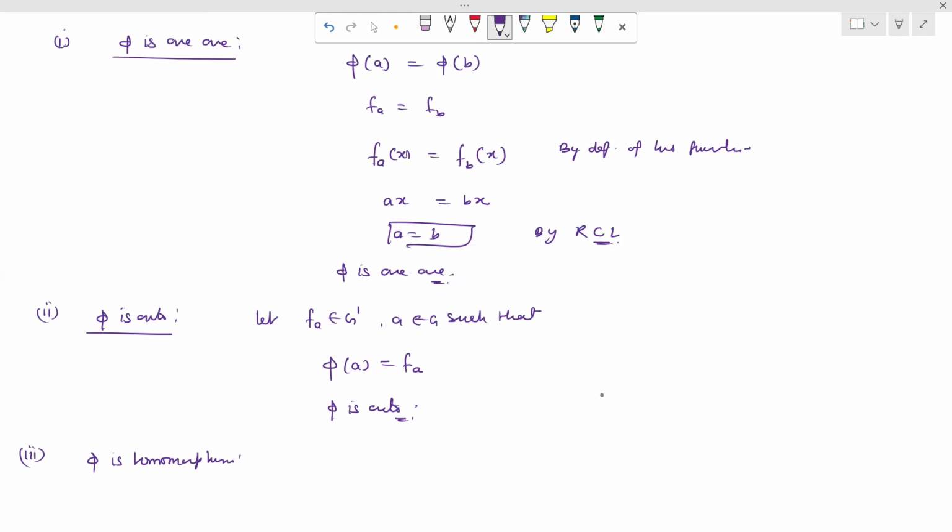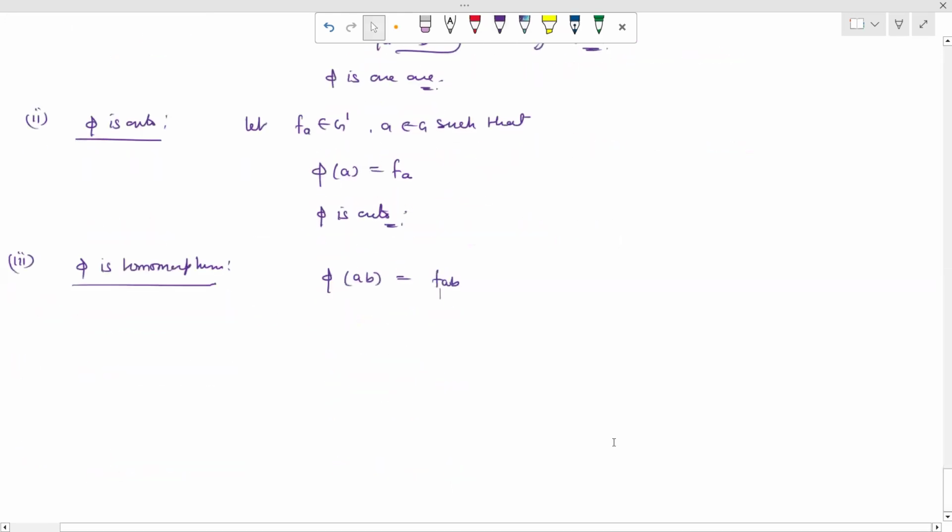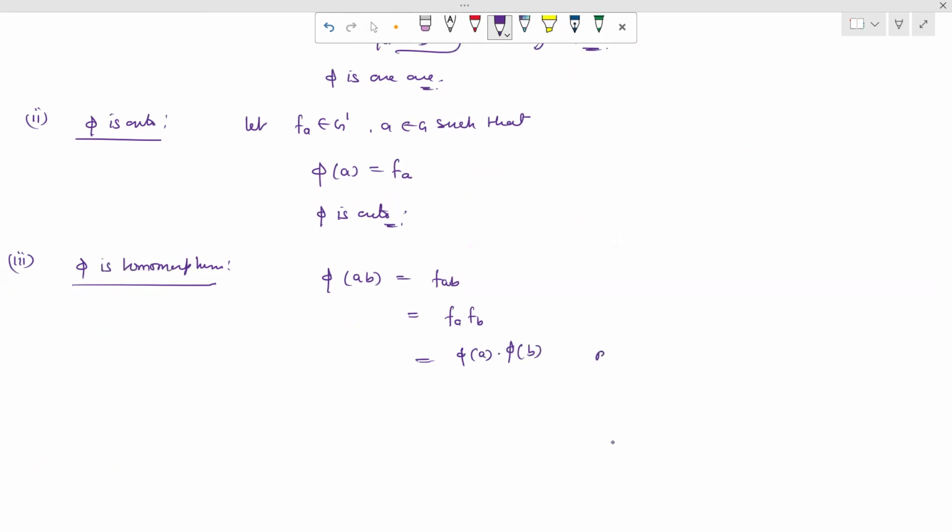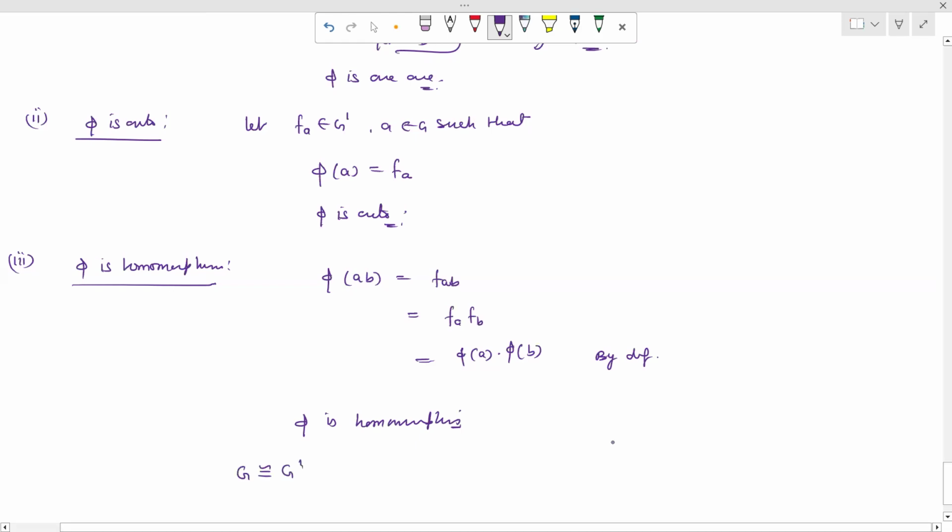For proving phi is homomorphism, we take phi of ab equal to f(ab). This can be written as f(a) into f(b). Using the definition of the function, this can be written as phi of a into phi of b. Hence the function is homomorphism. So when the function is homomorphism, we can say that G is isomorphic to G dash. So this is the proof of the Cayley theorem.